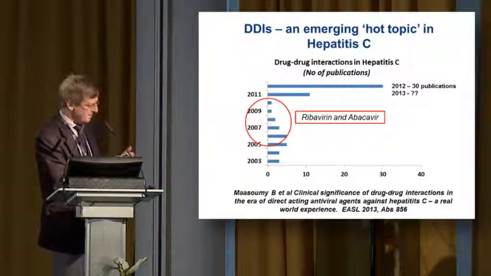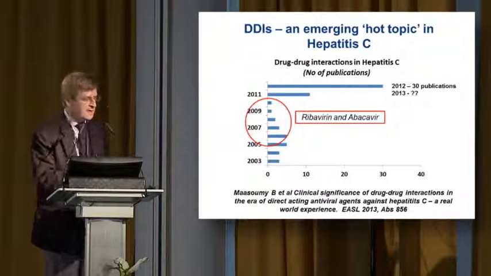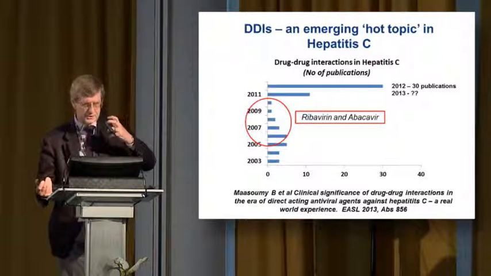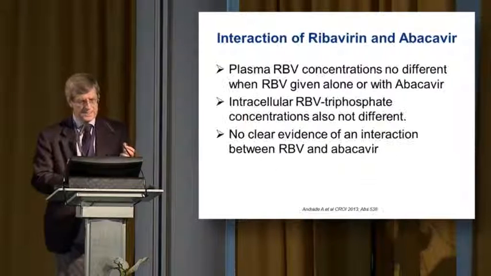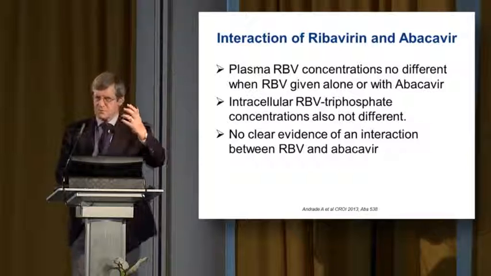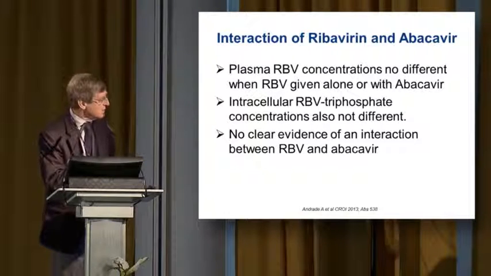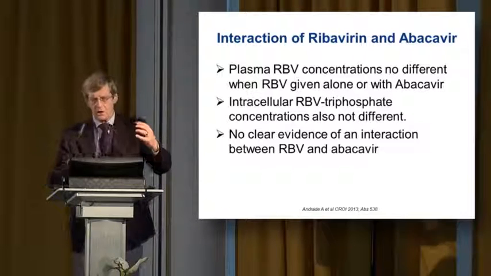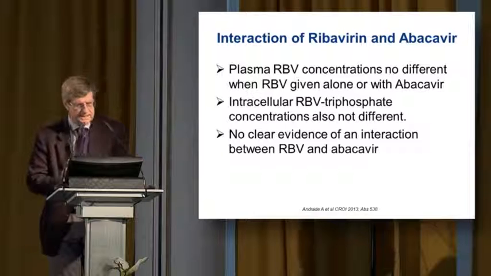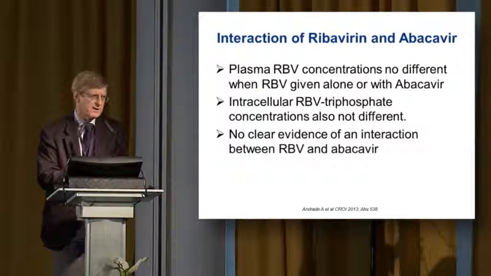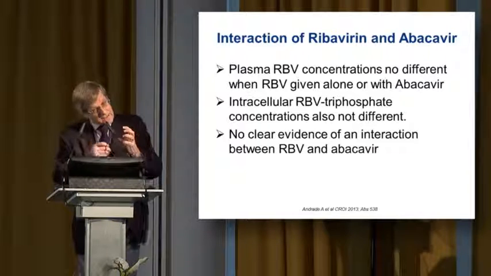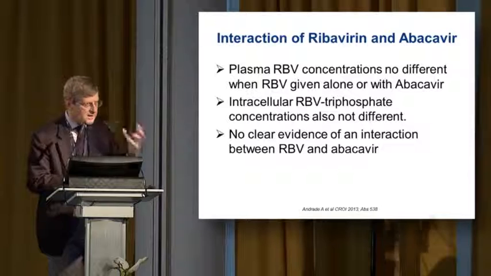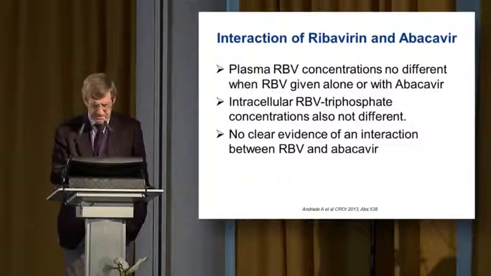Most of the publications in the years preceding 2011 involved people talking about ribavirin and the HIV drug abacavir. Was there an interaction or wasn't there an interaction? I think that question was actually addressed at the CROI meeting, a retrovirus meeting, this year, with a study which indicated that plasma ribavirin concentrations were actually no different when given alone or with abacavir. Previously, people had speculated that giving the HIV drug abacavir blunted the effect of ribavirin. I think the evidence now is that that is not actually happening in terms of this being a clinically relevant interaction. So there is no clear evidence of an interaction between ribavirin and abacavir.